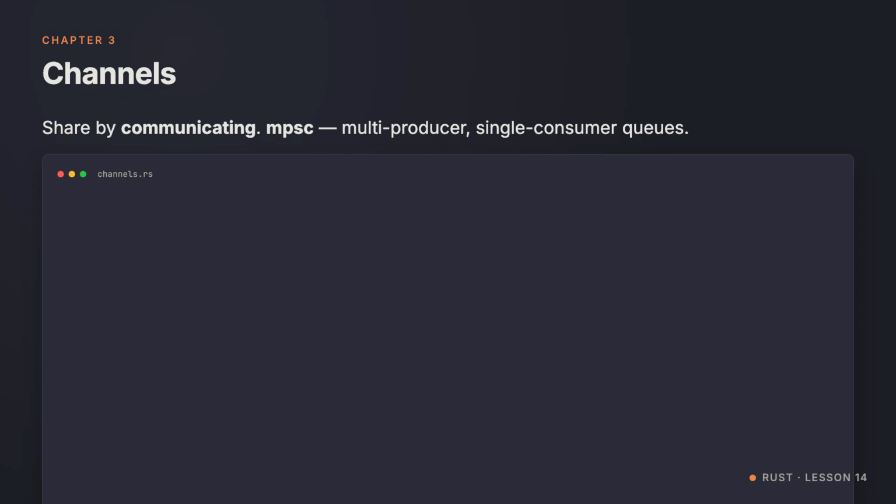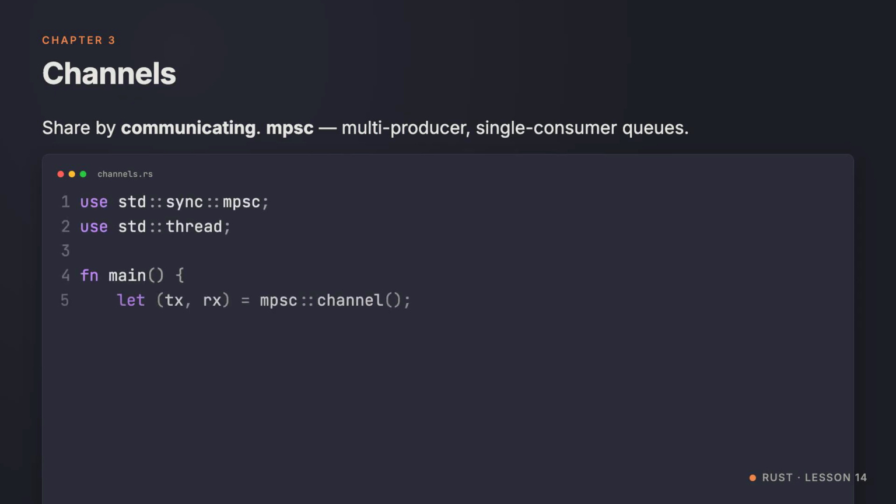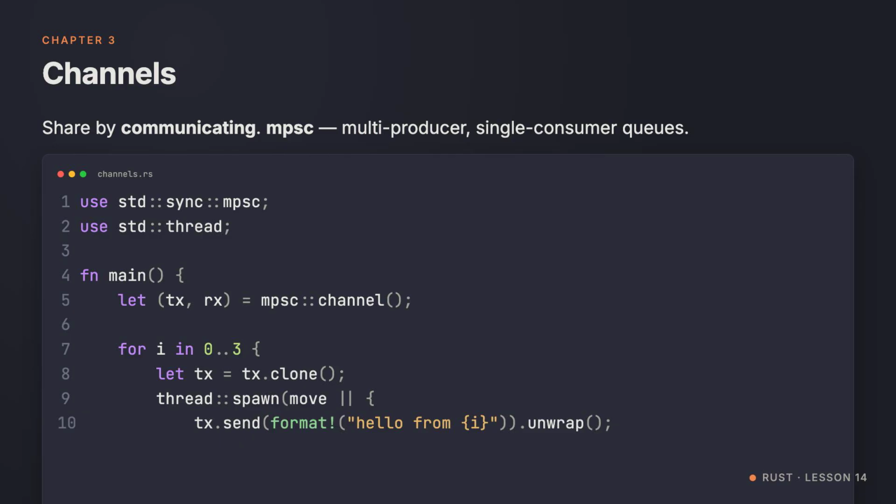One of the simplest and safest ways for threads to communicate is message passing. Rust's standard library provides this through the mpsc module, short for multi-producer, single-consumer. Calling mpsc::channel returns a pair, a sender and a receiver. The sender can be cloned any number of times to create multiple producers, each of which can send values into the channel. The receiver, of which there is only one, reads values out in the order they were sent.